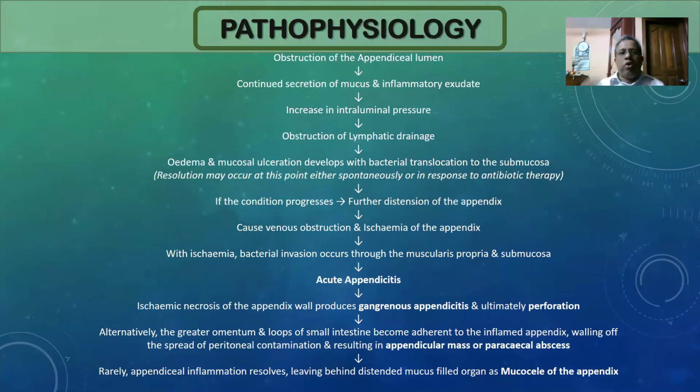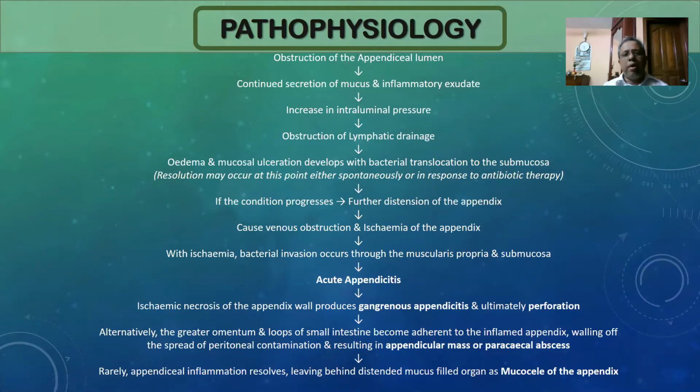So what about the pathophysiology of appendicitis? Whenever the appendiceal lumen is obstructed, there is continued secretion of mucus because of the lining epithelium, and there is inflammation, so inflammatory exudate accumulates within the lumen. This increases intraluminal pressure, which causes pressure effect over the wall and also obstructs lymphatic drainage. Over the wall there are the lymphatics. So with obstruction of lymphatic drainage, edema and mucosal ulceration develop with bacteria.